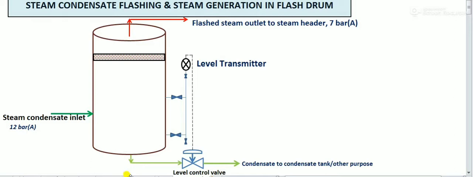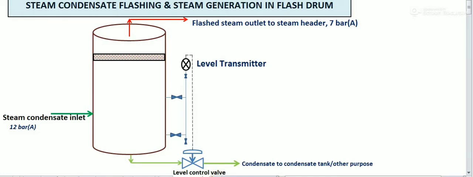Steam condensate flashing. In the steam system, after the steam energy was utilized, it will be converted into condensate. Such condensate will have high energy content. So if it is recycled back for the water treatment, the condensate treatment, and utilized as boiler feed water, in this we are losing the energy.